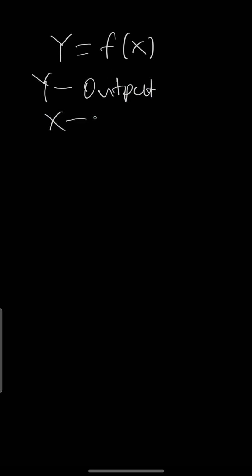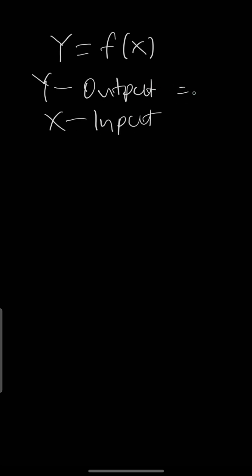So you know that Y is your output and X is your input. So for every X units I put in, I get Y, and F just simply means a function. So Y, which is the output, is a function of the input. Yeah, so let's define these terms clearly. Y we said is output and X is input.